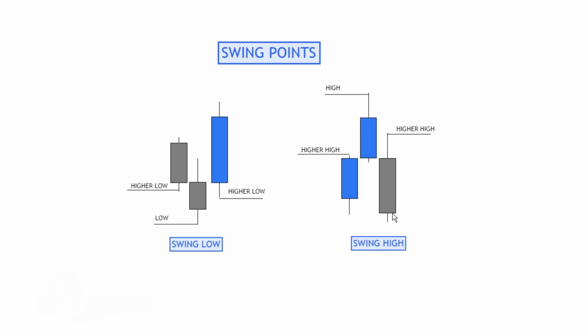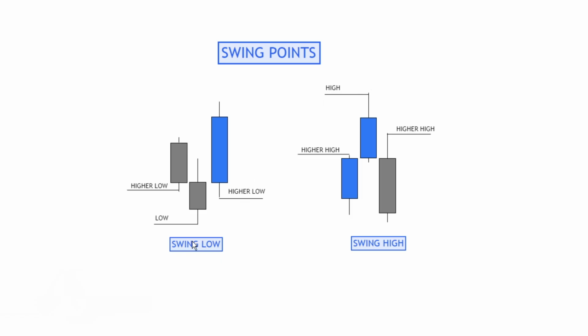Now, why does this matter? Because understanding swing points helps us identify where traders are placing their stop losses. For example, if traders are looking to buy around a swing low, most of them will protect their position by placing their stop loss just below that low. Likewise, if a trader is selling at a swing high, they'll usually place their stop loss just above that high. This creates a pool of liquidity.